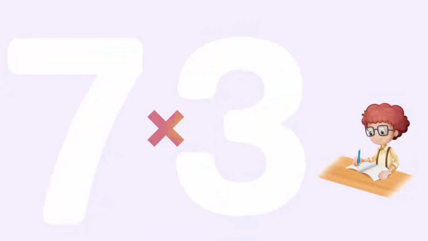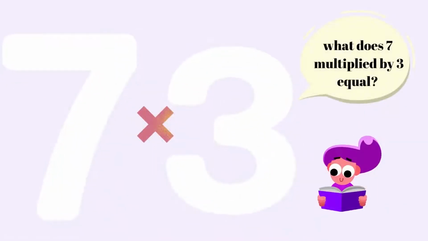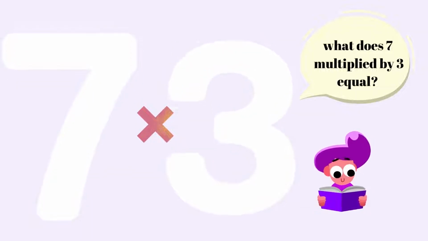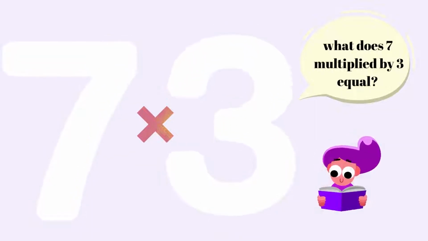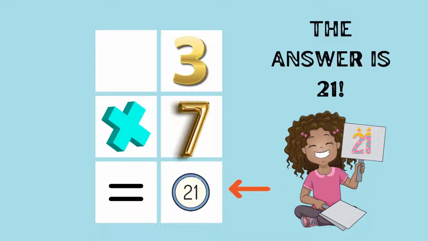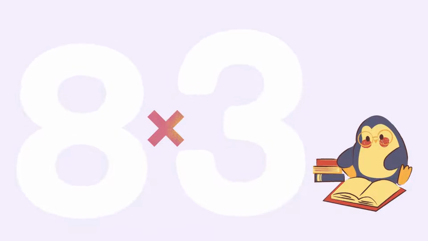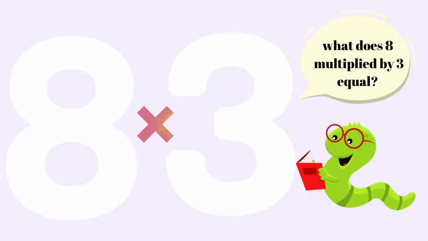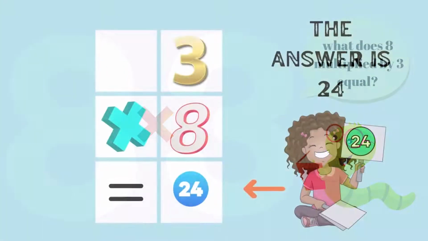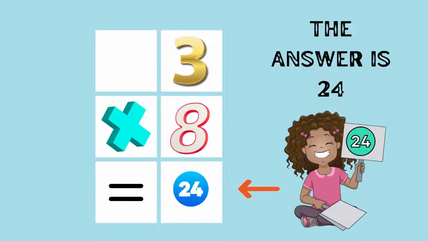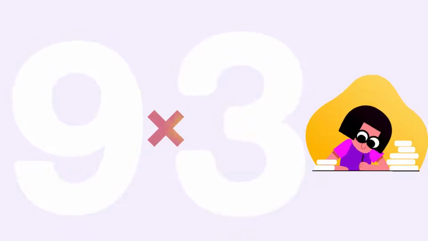7 times 3. What does 7 multiplied by 3 equal? The answer is 21. Good job, 21. 8 times 3. What does 8 multiplied by 3 equal? The answer is 24. Yay, 24.